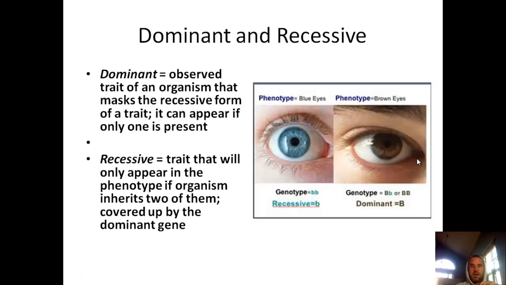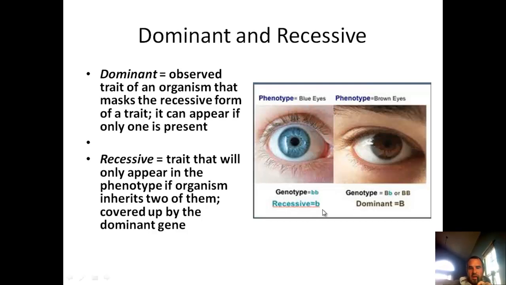Now, with our alleles, one allele could be dominant and one could be recessive. And that doesn't relate so much to fitness. It doesn't mean that an organism is going to survive better if it has all dominant traits. It only means that the dominant trait will mask the recessive. The recessive trait will only appear in the phenotype if it inherits 2 of them. So it needs 2 recessive alleles to have the recessive trait. For dominant, you can have 1 dominant and 1 recessive allele, and you'd be dominant, or you could have 2 dominant alleles.